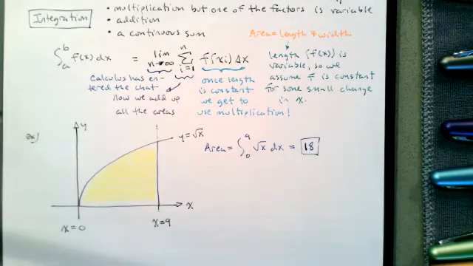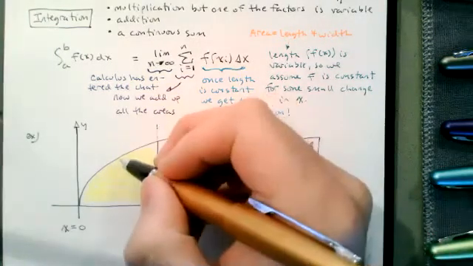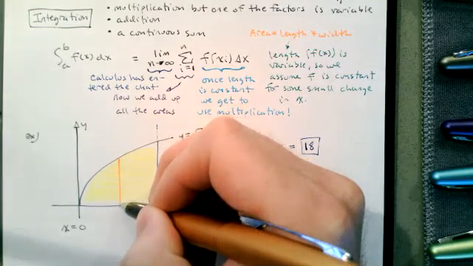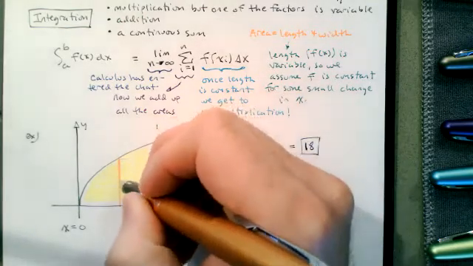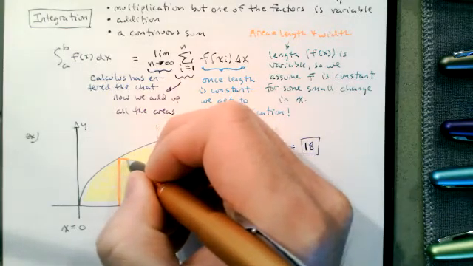When we set up the integral this way, we are slicing vertically. What we are doing is we are assuming that the length is given by the value of the function and using that value for some small change in x.